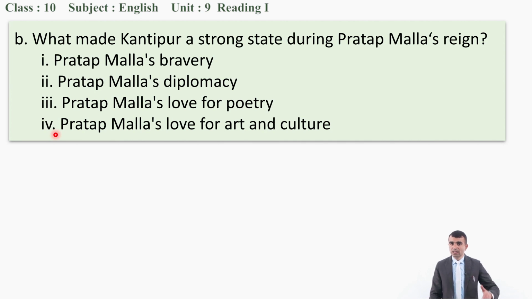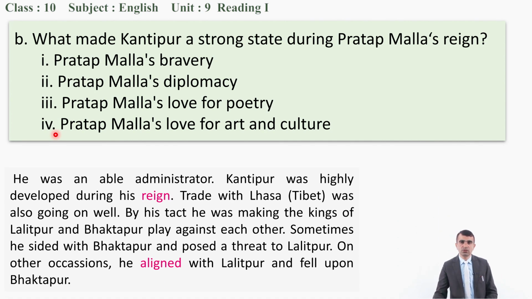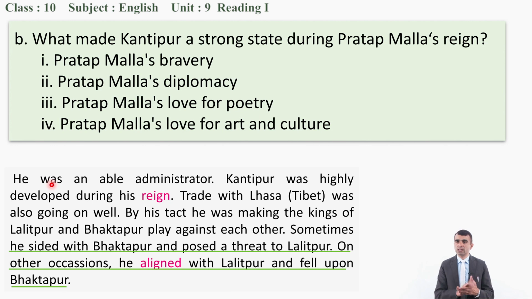Please find it in the reading text. Go back to the paragraph and find it. What is the answer? Well, here what is given? Sometime he sided with Bhaktapur and posed a threat on Lalitpur. On other occasions, he aligned with Lalitpur and fell upon Bhaktapur. Sometime taking side of one king and going against another. Sometime taking side of another and going against the previous one. So, that was his tact. So, what is the correct answer here? Absolutely, that is Pratap Malla's diplomacy. Tactfulness, cleverness, isn't it? Good.